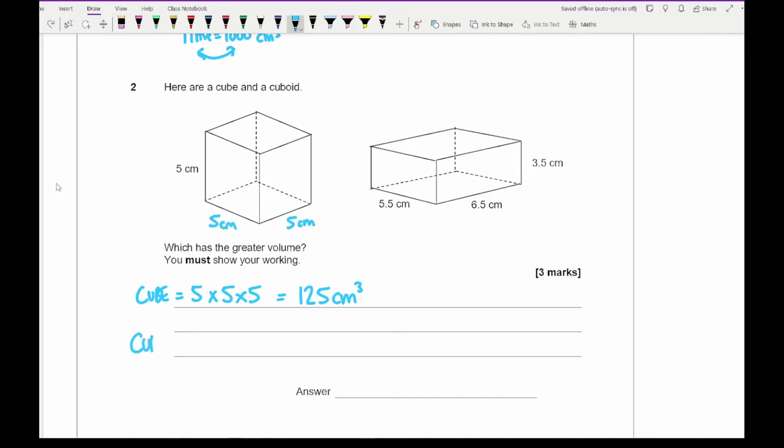Then moving on to the cuboid. Here we just need to multiply the length by the width by the height. So we've got 5.5 multiplied by 6.5 multiplied by 3.5. And I think the reason why they've chosen whole numbers and decimals is purely to prevent people from guessing. That comes up to 125.125 centimetres cubed, and I'd say you would probably expect to do that on a calculator. So looking at the two volumes, we can see which one of those is greater. It's going to be the cuboid.